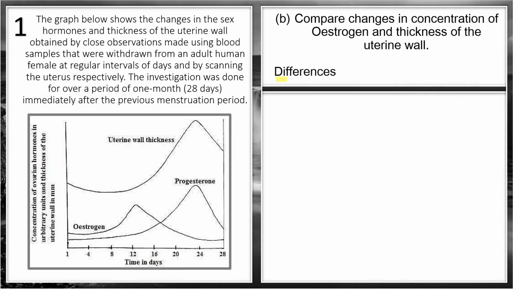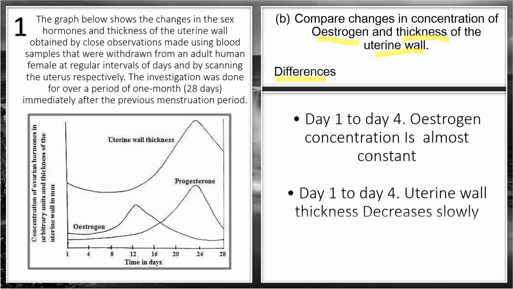Now let us look at the differences between the estrogen concentration and the thickness of the uterine wall. From day 1 to day 4, estrogen concentration is almost constant. But from day 1 to day 4, the uterine wall thickness decreases slowly. So from day 1 around here, you can see that the thickness decreased gradually up to day 4.